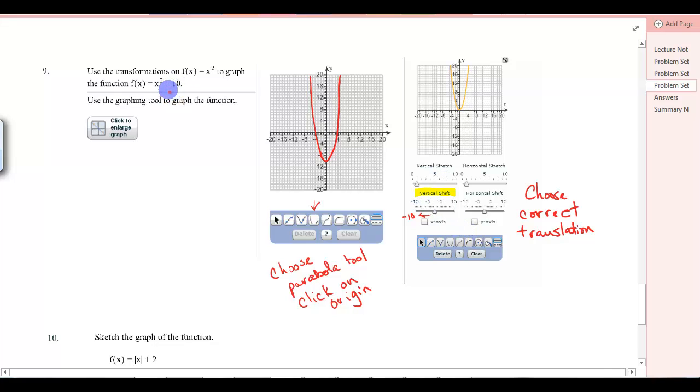And so what are we doing? We are doing a vertical shift. So here, go down to the vertical shift and move it over to -10. And so that will move the graph down. So you have to do two things. Be sure you pick the parabola tool and then do the vertical shift slider bar to go in the correct direction. If that had been a plus, we would have been moving up. If it was a horizontal, you could go left or right. So I think that should do that for that problem.